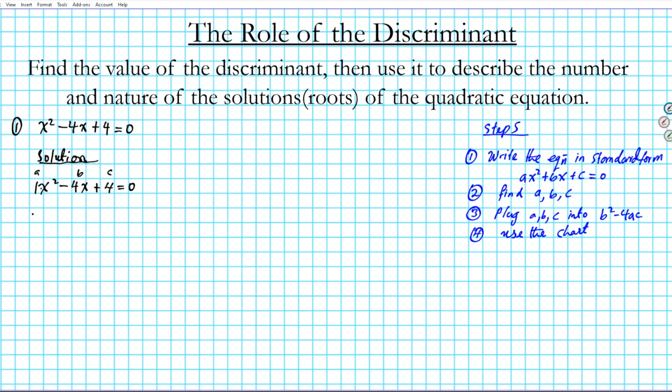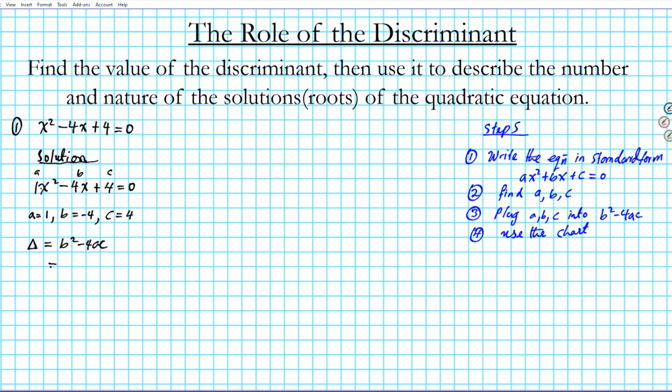All right. So A is 1. B is -4. And C is 4. All right. Step 2, we're going to plug it in. Step 3, we're going to plug into the discriminant formula. So you can write a discriminant using the delta notation. So the discriminant is b squared minus 4ac.